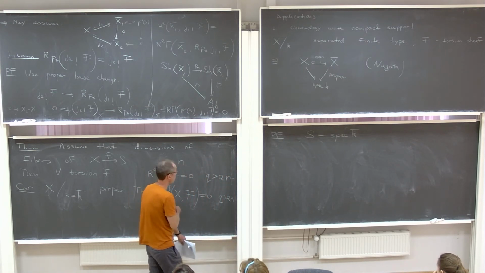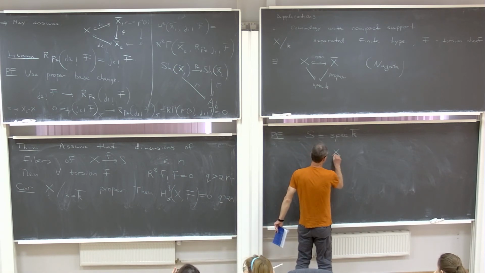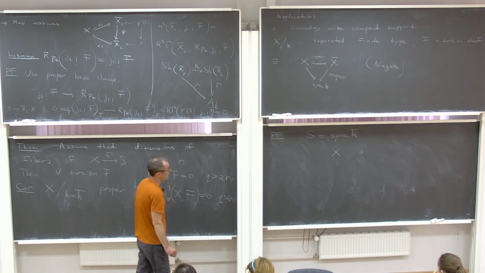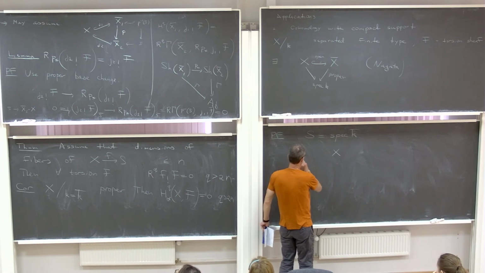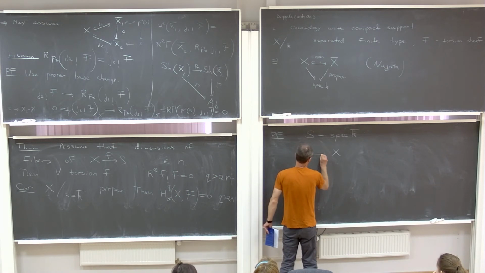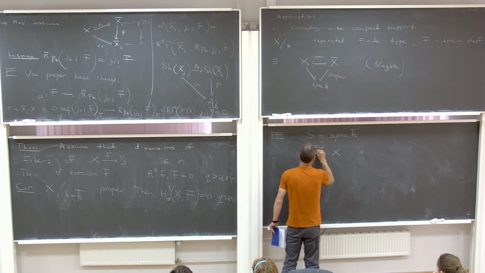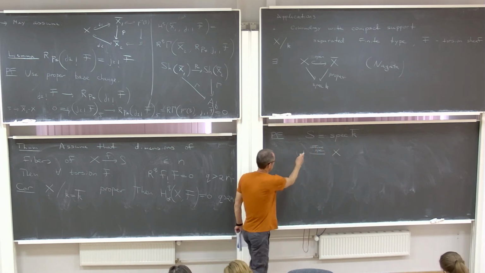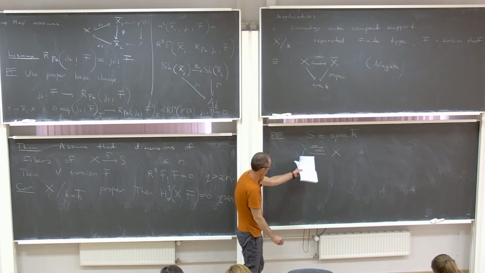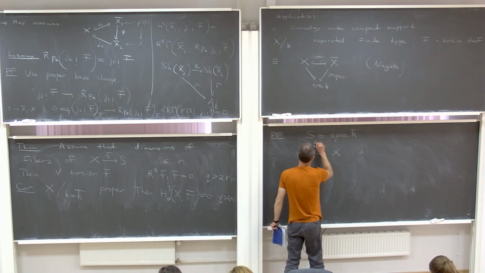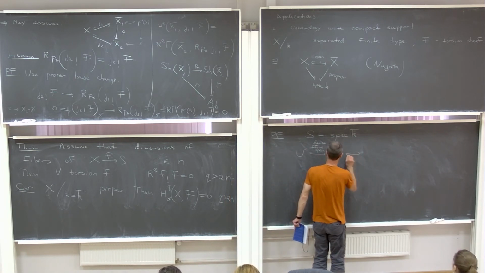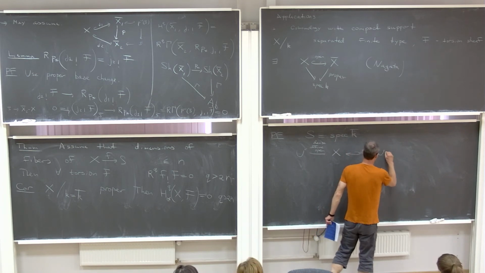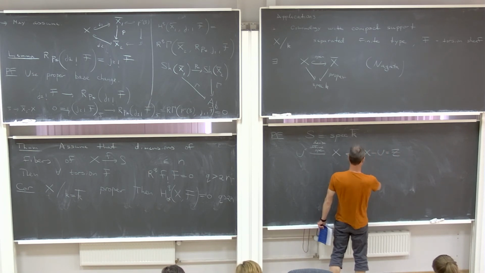And now I will do it by induction on the dimension of X. So I take X and I take some affine open, a dense affine open U in X. And so here I have the complement, which is X minus U, and let's call it Z. And this is i.